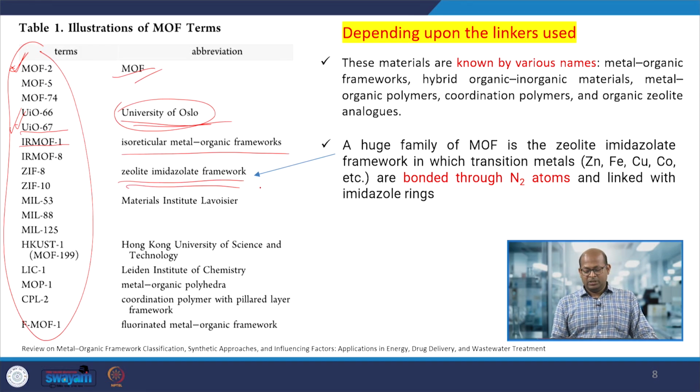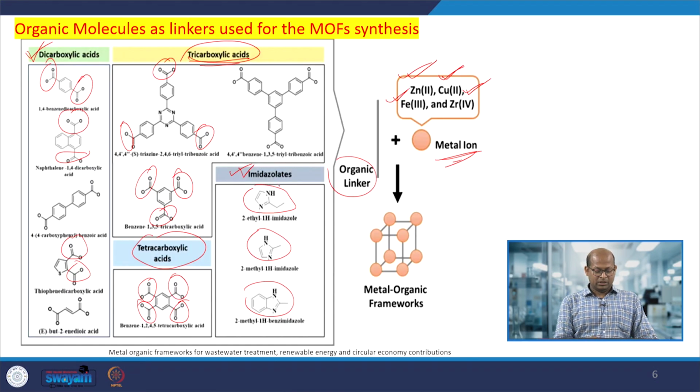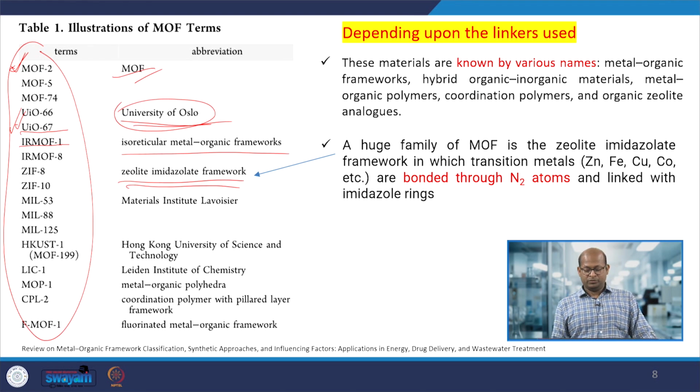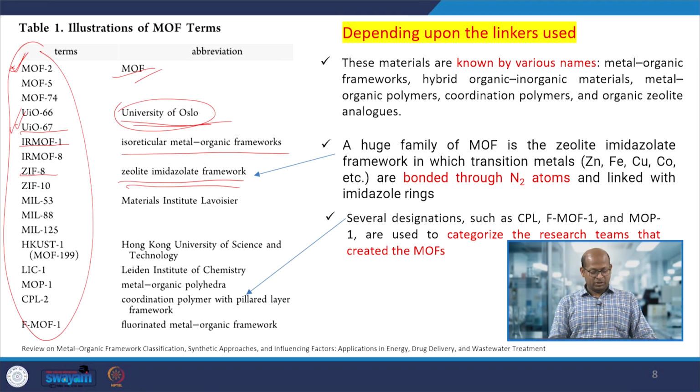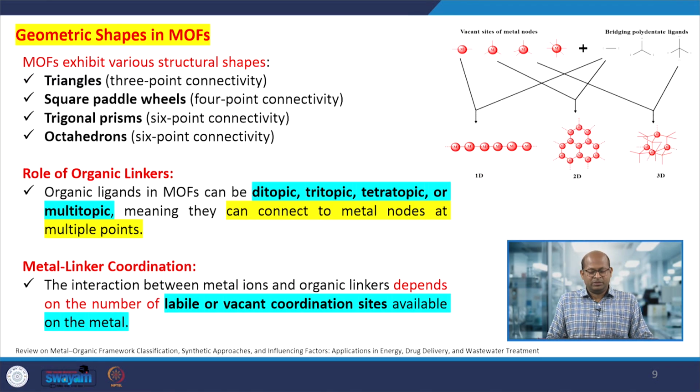Even, as I said, different nitrogen atoms are present in a precursor. So, imidazole-type compounds can be used to synthesize MOFs. Then we get ZIF, zeolitic imidazolate framework, type MOF formations. There is also CPL, coordination polymers with pillared layer framework, which are also CPL MOFs. So, these are different types of MOFs that different research teams have developed, and depending upon that they have been abbreviated. Okay.